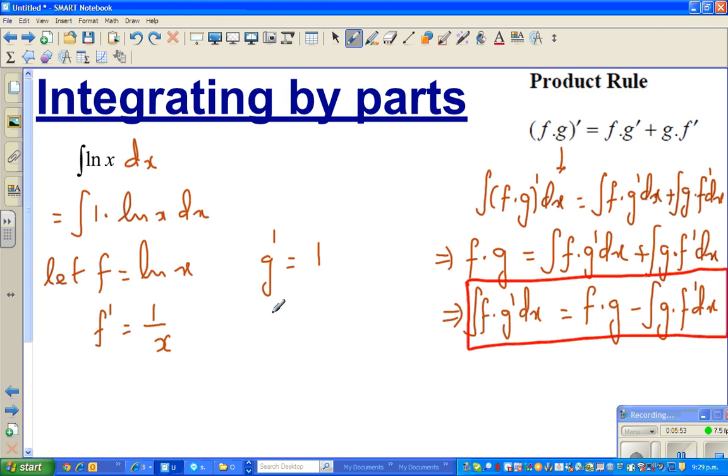Integrating both sides, g would be the integration of 1 dx. That would be x. Does it make sense? So this is f, which is natural log of x. The first function f is natural log of x. If we differentiate that, you get 1 over x. And if g dash, which is the derivative, is 1, g would be x. Or if you think backwards, if g is x, g prime would be 1.